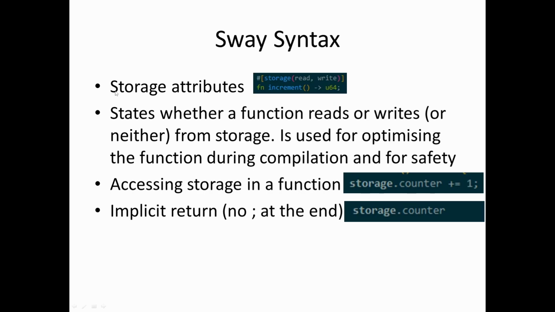There is also something called a storage attribute, which you would put above or before the function signature. This basically tells the compiler what the function is doing. If it is reading and writing to storage, then you would have both read and write. If it is only reading, then you would have storage only read, no write, and of course the same for write. This allows the compiler to make some optimizations during compile time, and it also provides some safety guarantees.